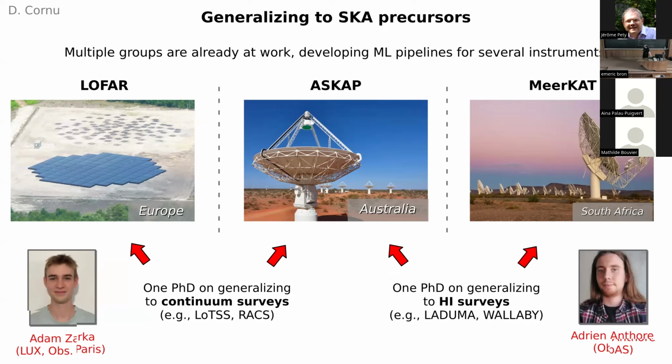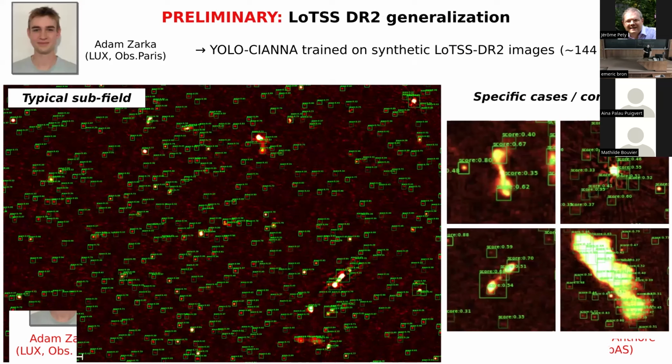We have Adam Zarka that is working on continuum surveys, generalizing the method to continuum surveys. And we have Adrien Hunter that is working on generalizing the method to H1 surveys and specifically on LUDMA. And I can show you a very quick glimpse of their preliminary results. So here you have a subfield of the LOTS DR2 survey. You can see that there is a huge density of sources, but we are quite satisfied with these results.